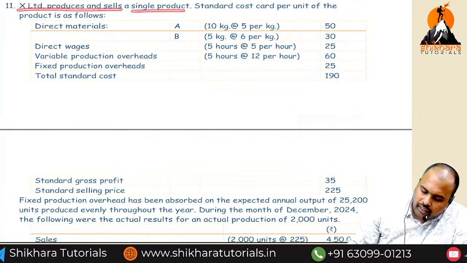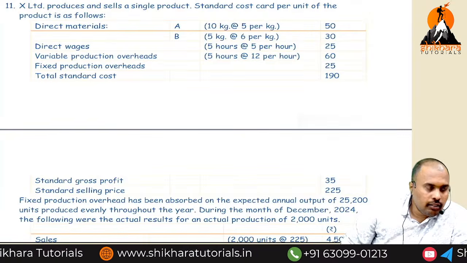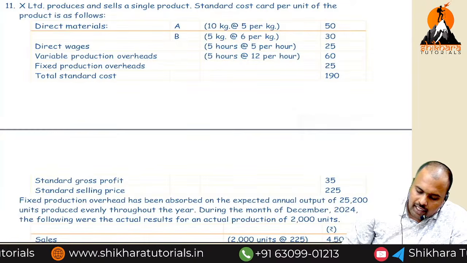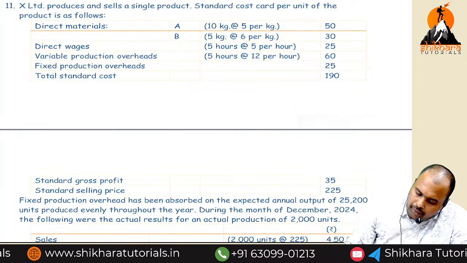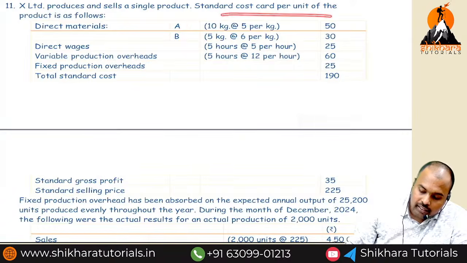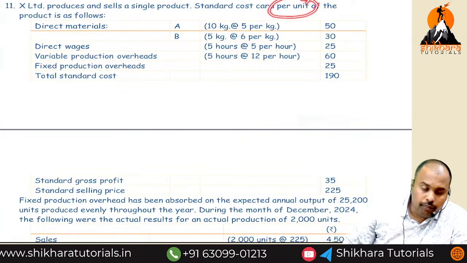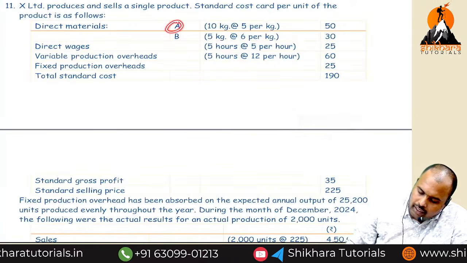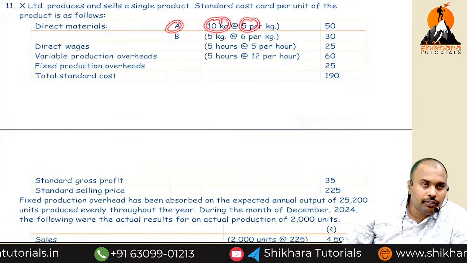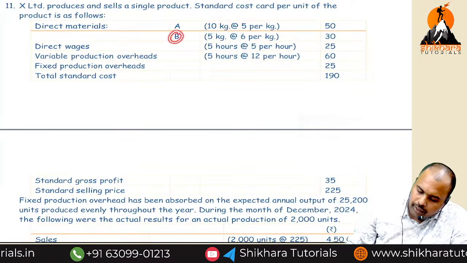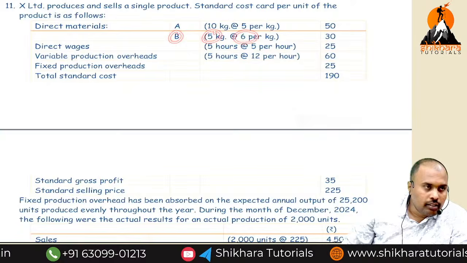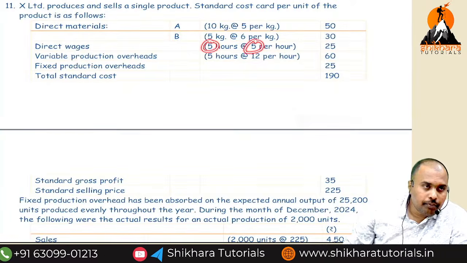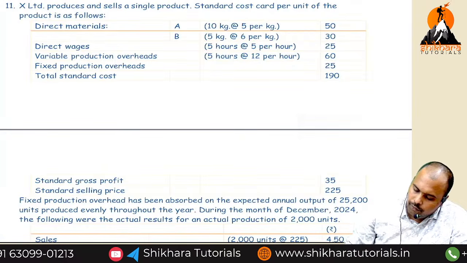Experimented produces and sells a single product. Standard cost card per unit of a product is as follows. Direct material A, these are the standards per unit. When do we fix them? At the beginning of the period. So for material A, 10 kgs we are supposed to use at a rate of 5 per kg. For material B, 5 kgs at 6 per kg. And direct wages, 5 hours at a rate of 5 per hour.